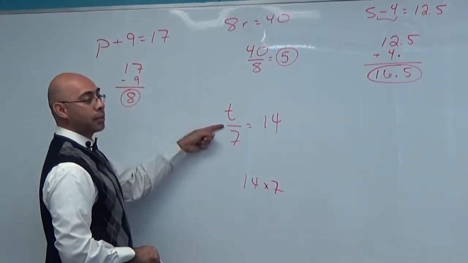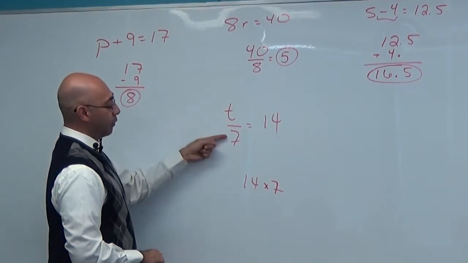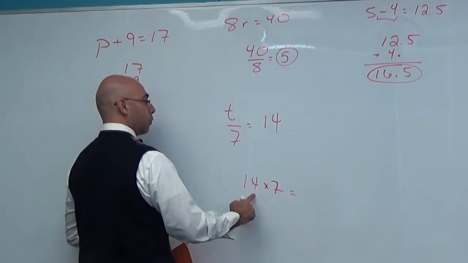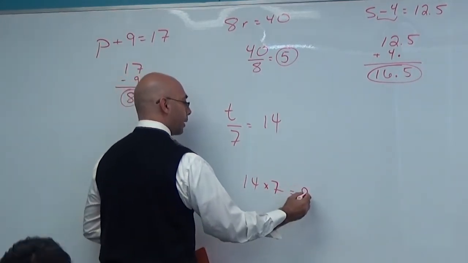And a fraction just means divide. So the opposite of dividing by 7 is multiplying by 7. 7 times 10 is 70. 7 times 4 is 28. 70 and 28 is 98.